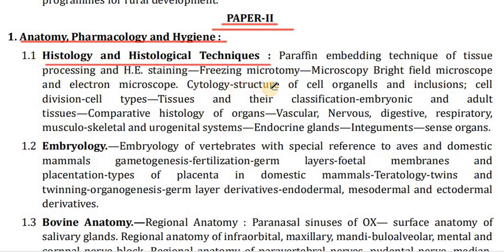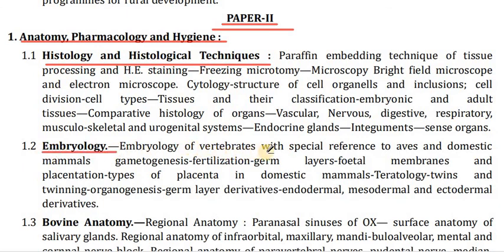histology and histological techniques, fixation, embedding techniques of tissues, processing and H&E staining, and freezing, microtomy, microscopy, bright field microscope and electron microscope, cytology, structure of the cell, organelles and inclusions, cell division, cell types, tissues and their classifications, embryonic and adult tissues, comparative histology of organs, vascular, nervous, digestive and respiratory, muscular and skeletal and urogenital systems, endocrine glands, integument and sense organs.